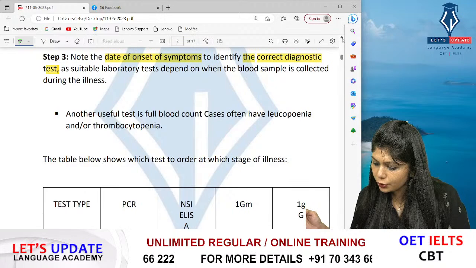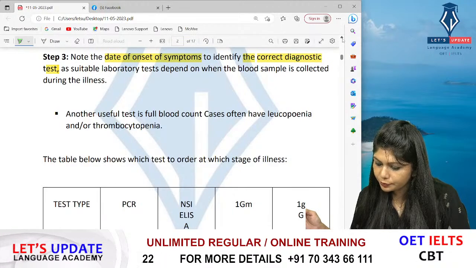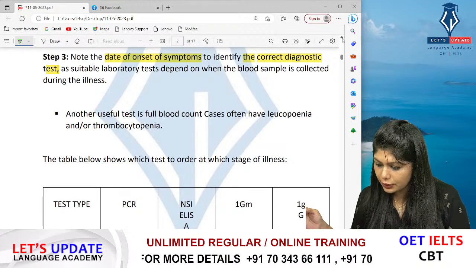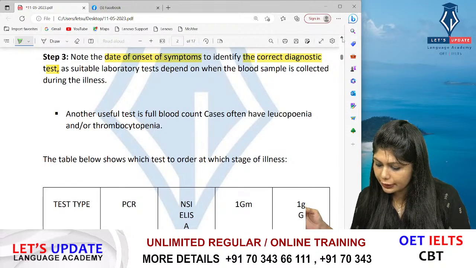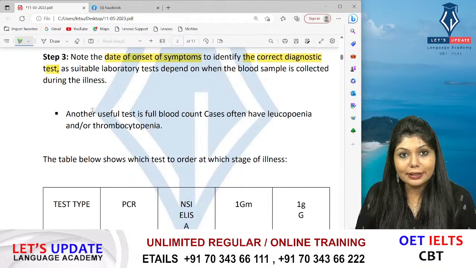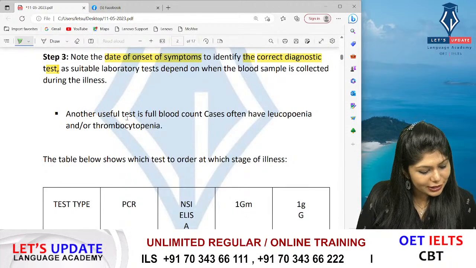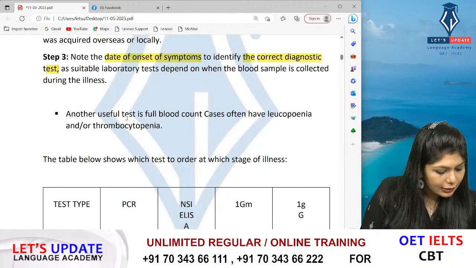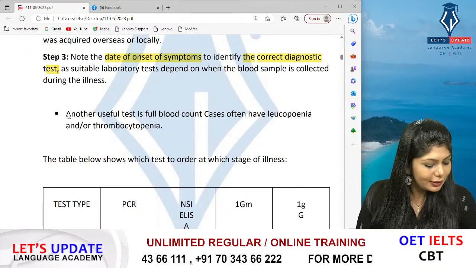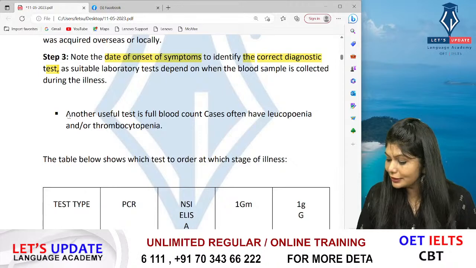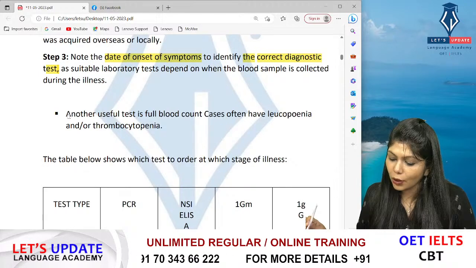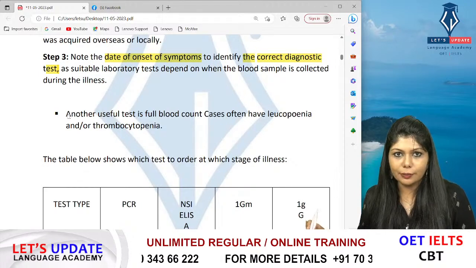I'll read the question again for you. What other test is also useful when checking for dengue fever? Also useful is the word. So, another useful test. Can you see this information? I hope you have seen this information. That's very easy, because the question is what other test is also useful when checking for dengue fever?